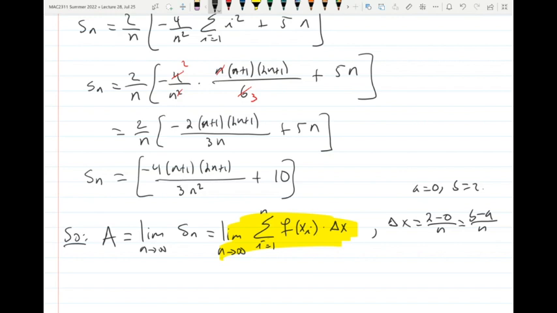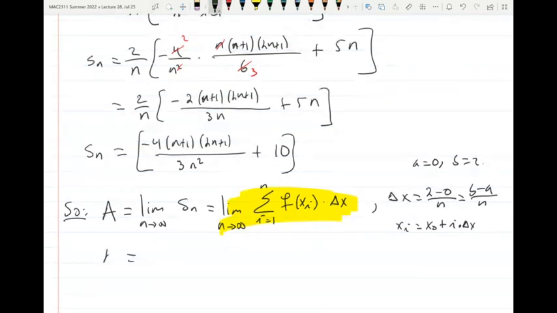And xi happens just to be the right point, as we just saw before. So for example, xi, our formula was x0 plus i times delta x. That was the formula we came up with. That's fine, we already have an expression for that. So it would be the limit as n approaches infinity of this quantity.